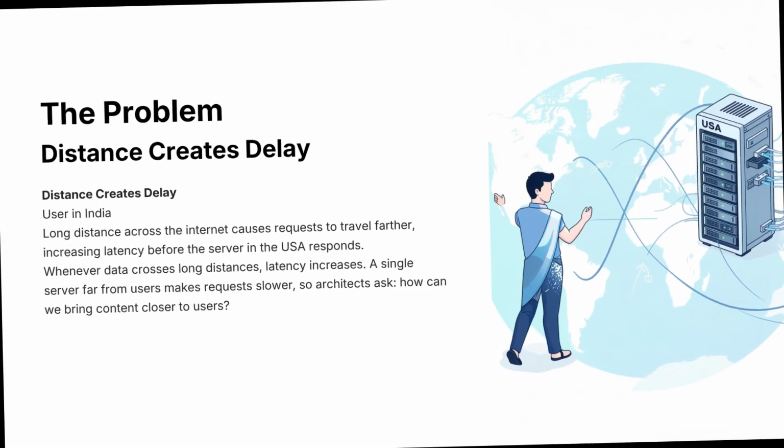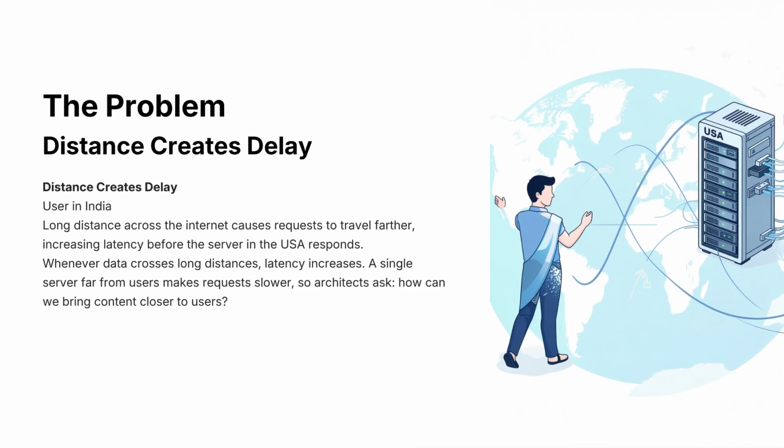Whenever data travels across the internet, distance matters. The farther a user is from the server, the longer requests take. This delay is called latency. If users from around the world access a single server, performance suffers. Architects look at this problem and ask, how can we bring content closer to users?